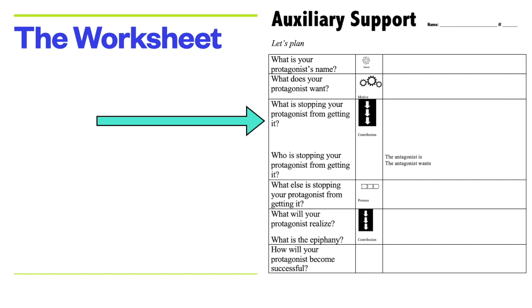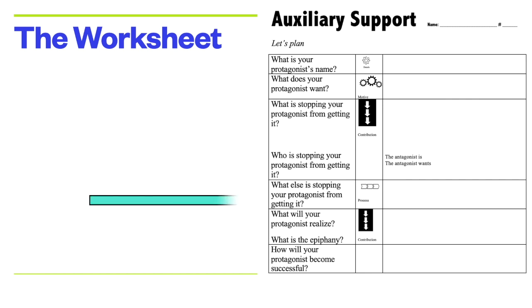And now in the bottom of this box, it says, who is stopping your protagonist from getting it? The person that stops the main character from getting something is called an antagonist. Sometimes you call it the bad guy, but the academic word is antagonist. And then you want to think a little further, though. You want to think, what else is stopping your protagonist from getting it? And this is where you can say, oh, there's a storm coming. Oh, there's a train coming. Oh, his best friend also wants the thing. So just push your brain and think a little further. What else could be stopping your protagonist from getting what they want?